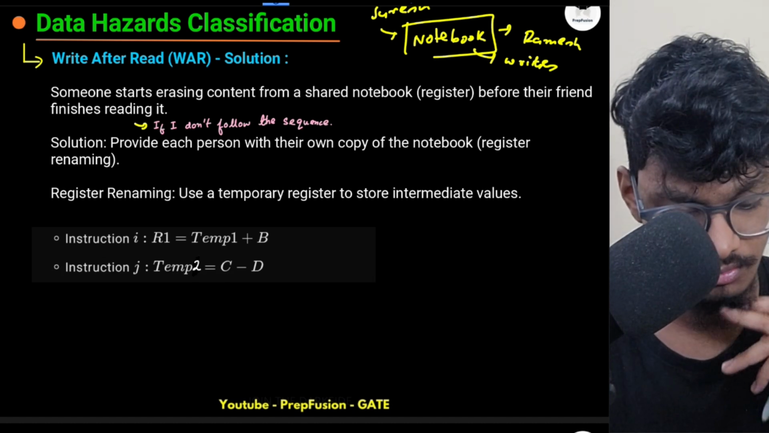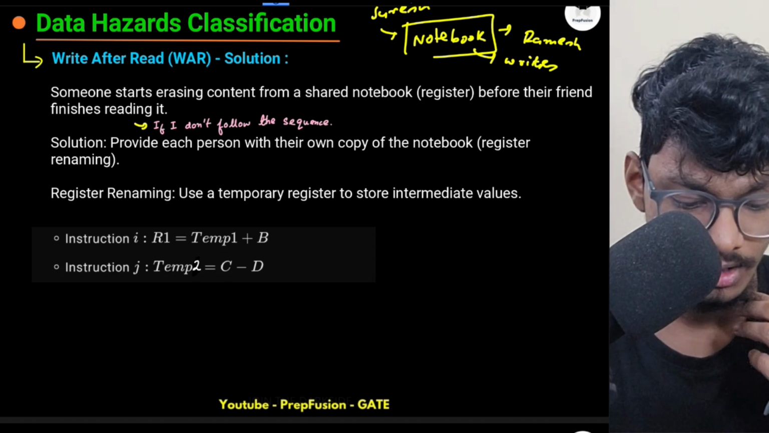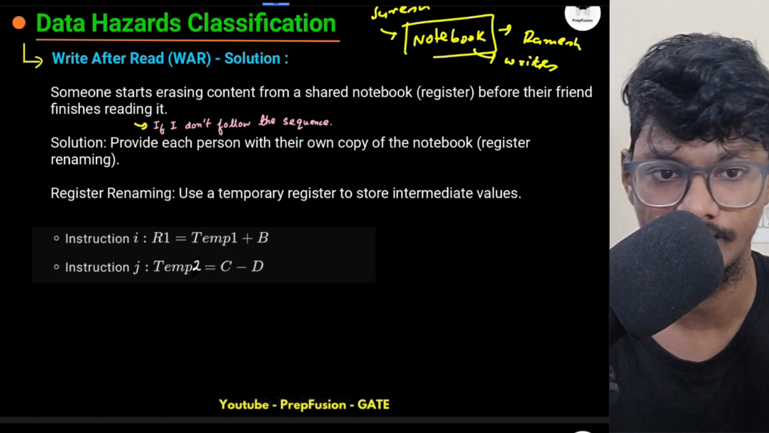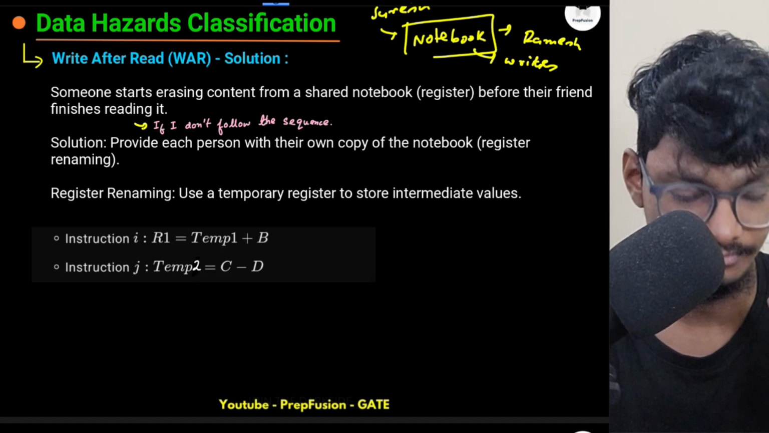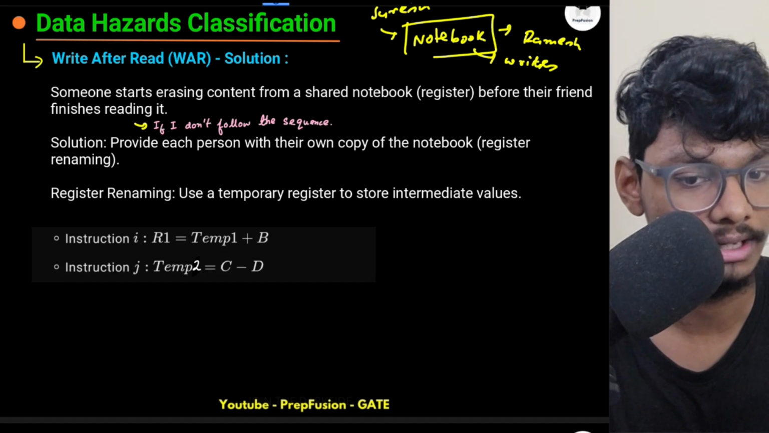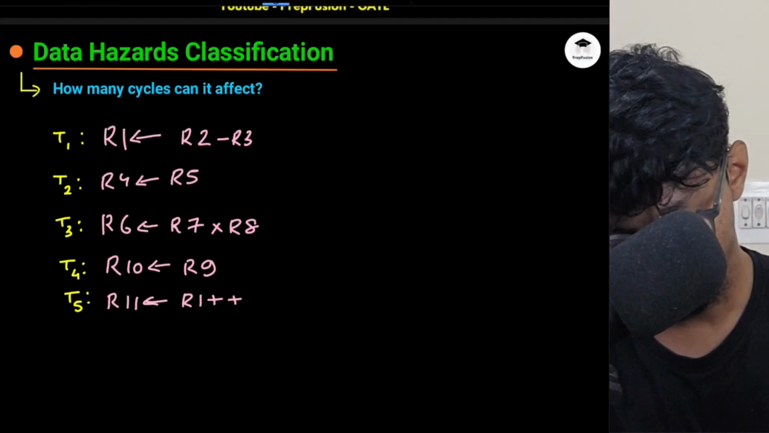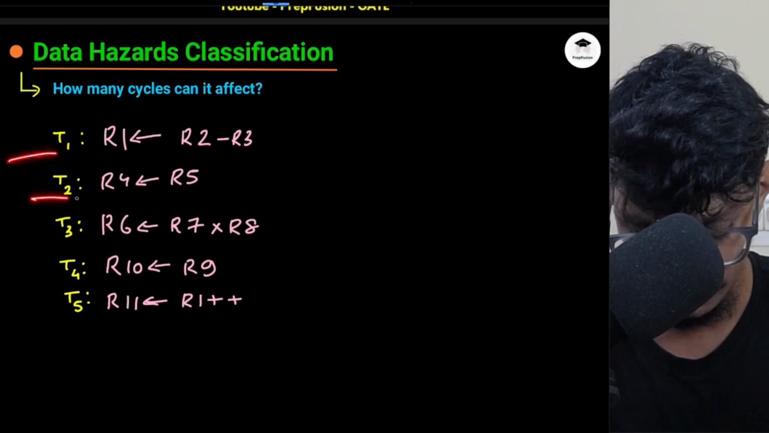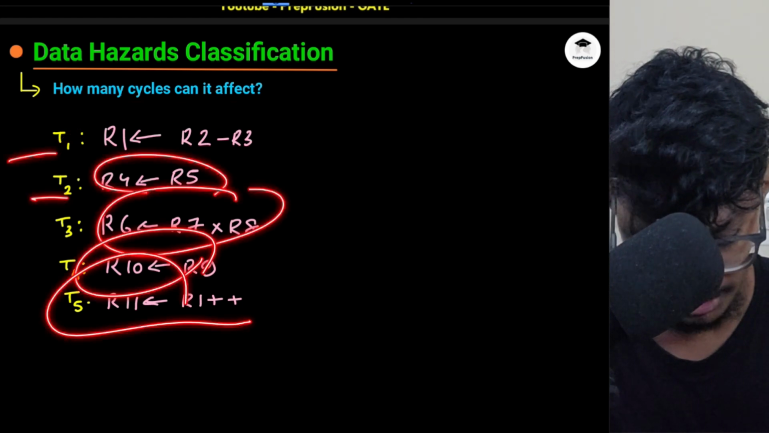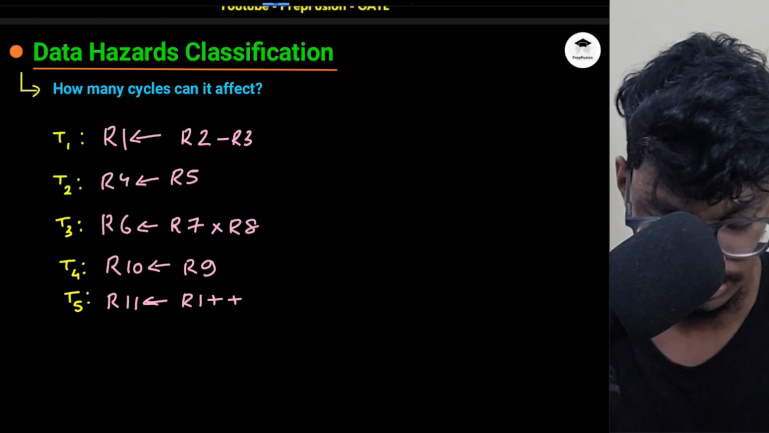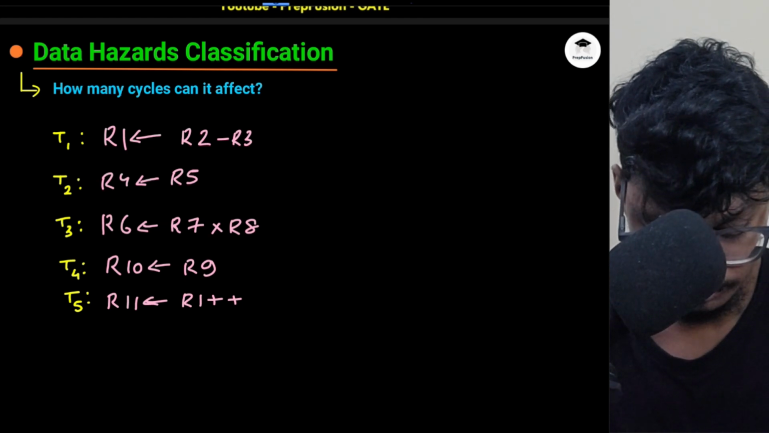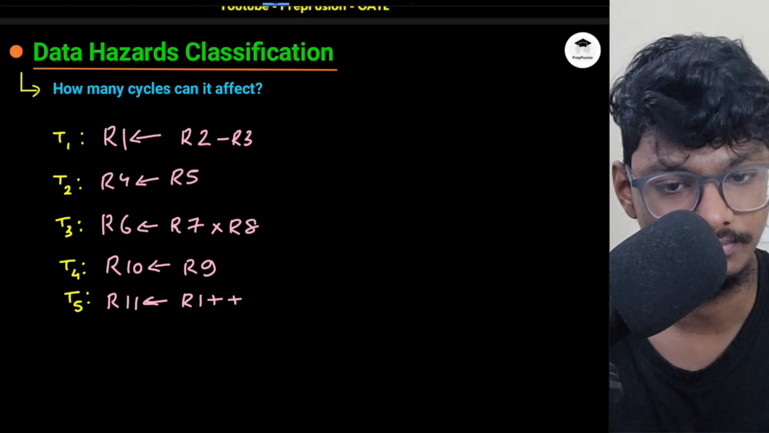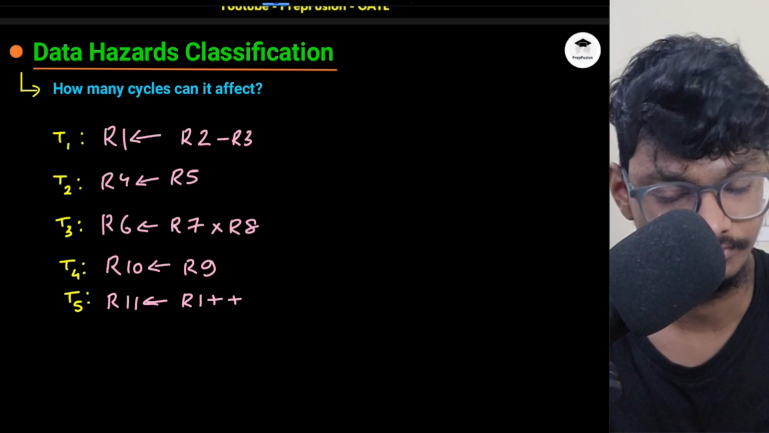So what we need to understand is how many cycles data hazards can affect. Can I calculate that? Here I am giving you a question. In each cycle I am doing these types of operations. Now can you tell me how many cycles I need to wait here? Can I find it out?